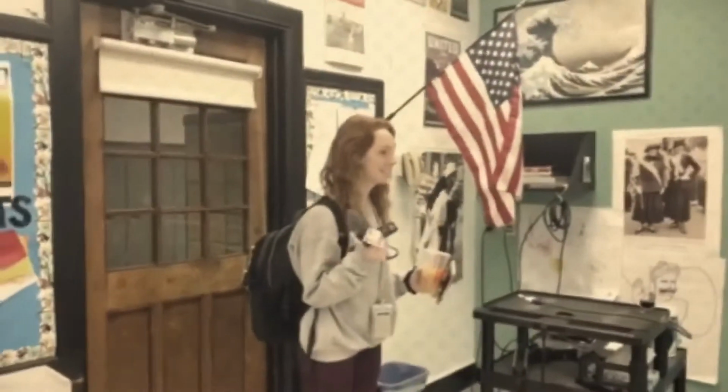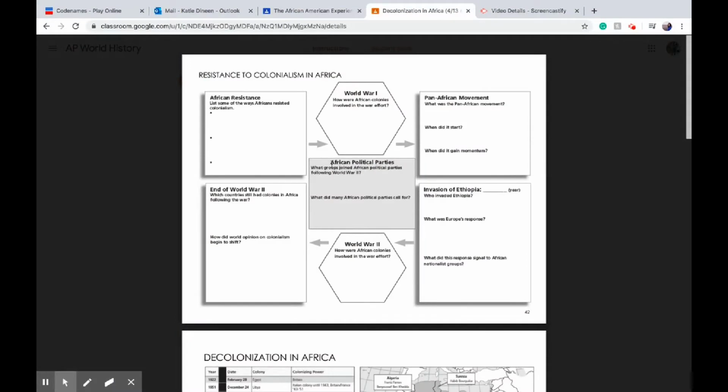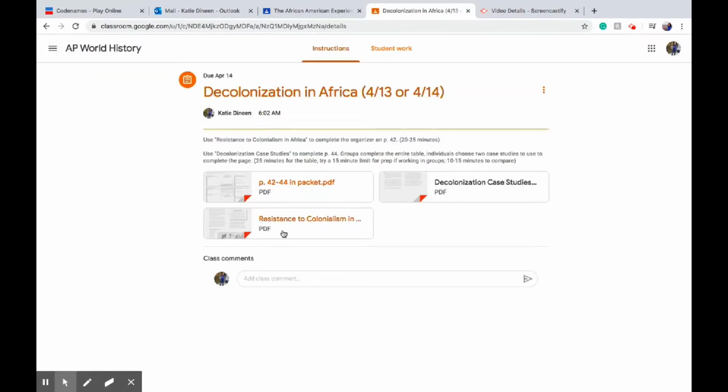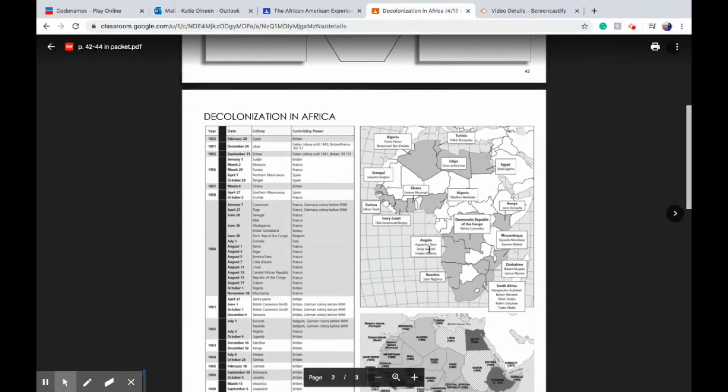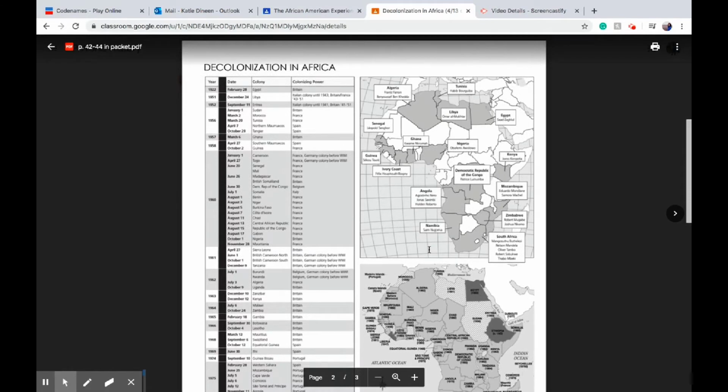All right, today you're going to be looking at resistance to colonialism in Africa. Here on page 42, you have a graphic organizer that you'll use this document, Resistance to Colonialism in Africa, to complete. Once you've done that, we're going to look at some case studies of decolonization in Africa.